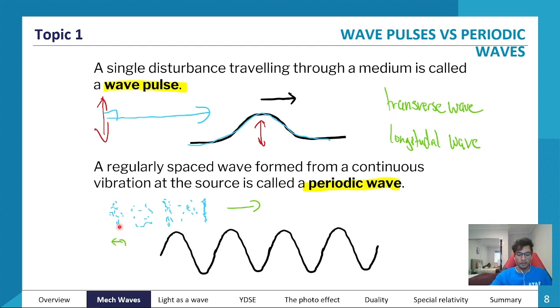And because the air particles are oscillating in the same direction as the wave is traveling, these two directions are parallel. So you have this direction, which is left, right, and you have the direction of the wave, which is going to the right. And because they're parallel, we consider this to be a longitudinal wave. Cool.